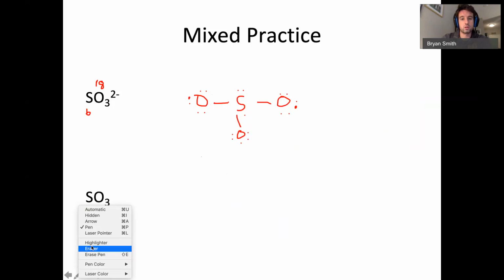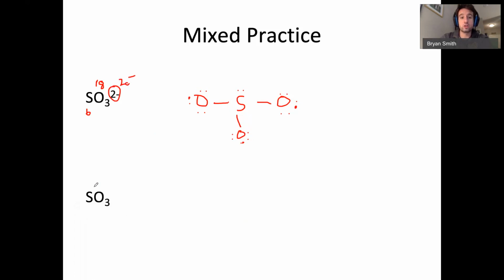Erase this guy, and we're going to add in, oops, oh my gosh, this is like the worst part. Add in this guy right over here. And so our final answer is going to look like this. 3 single bonds coming out of sulfur and 6 dots surrounding each oxygen with 2 dots on sulfur. So that was because I had to add 2 extra electrons.